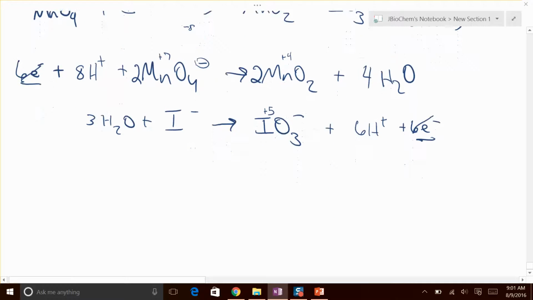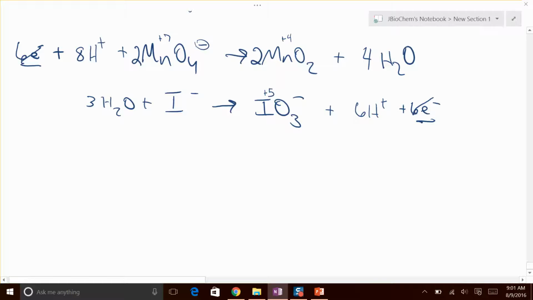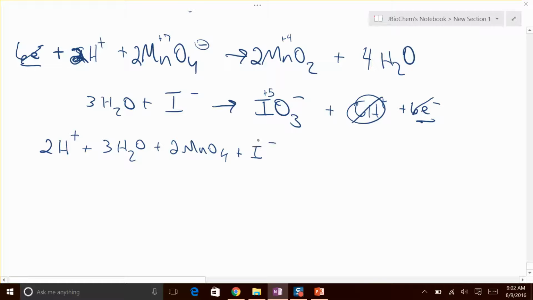Okay, so in our final reaction now, we're going to get rid of the H pluses. We're going to get rid of 6 H pluses here, so this is going to be reduced to 2 H pluses, okay, because we got rid of 6 of them. So we got 2H plus, 3H2O plus 2MnO4 plus I minus. Oh, I'm sorry. That's right. So I'm going to go ahead and get rid of this water. Thank you.